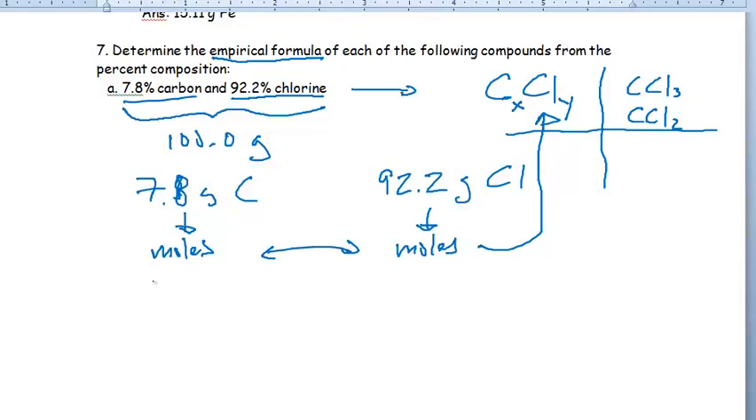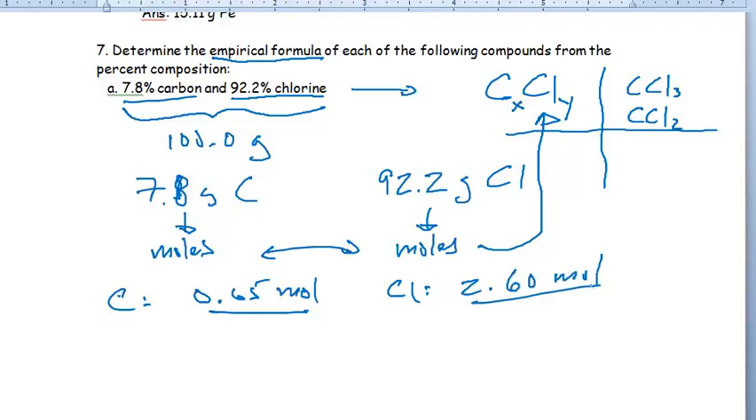All right, so let's do this. So let's convert 7.8 grams of carbon to moles, and I think you've got to divide that by the molar mass, or the atomic mass of carbon, which is 12.0 for our purposes. And when you do that, you find that the number of moles of carbon is 0.65 moles. And when you do the same thing for chlorine, what you find is that you have 2.60 moles of chlorine. All right, so that's what you get when you divide 92.2 by 35.5.